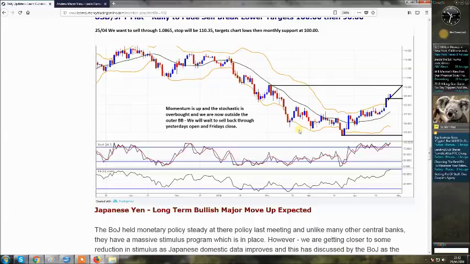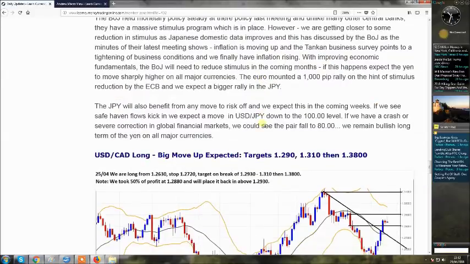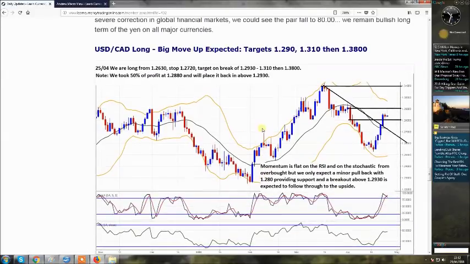So, yeah, you should keep your eye on the safe havens against the risk currencies if we really start to see big volatility and move to risk off. Here's another example of the 50-50 trade.